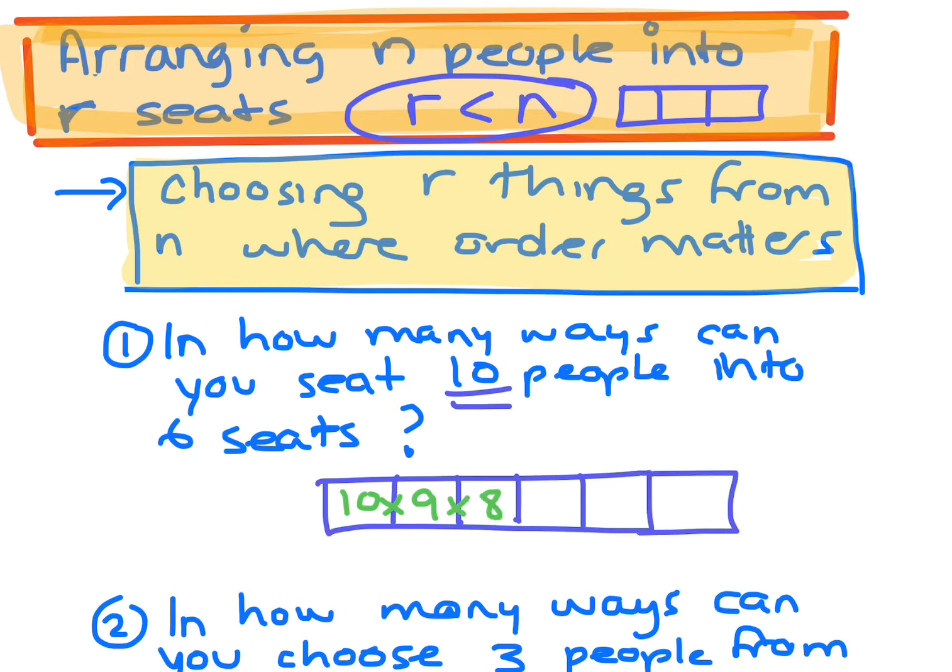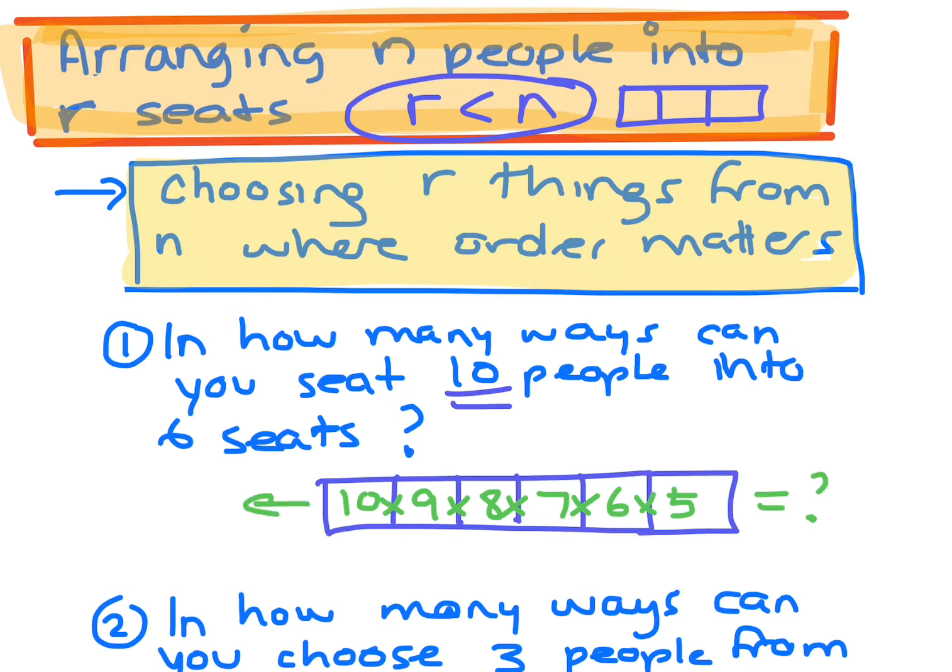In the third seat, we have 8. In the fourth seat, we have 7. And in the fifth seat, we have 6. And in the final seat, we have 5 people. Okay, so if you look at that, you just multiply those numbers together, and that will give you your answer.